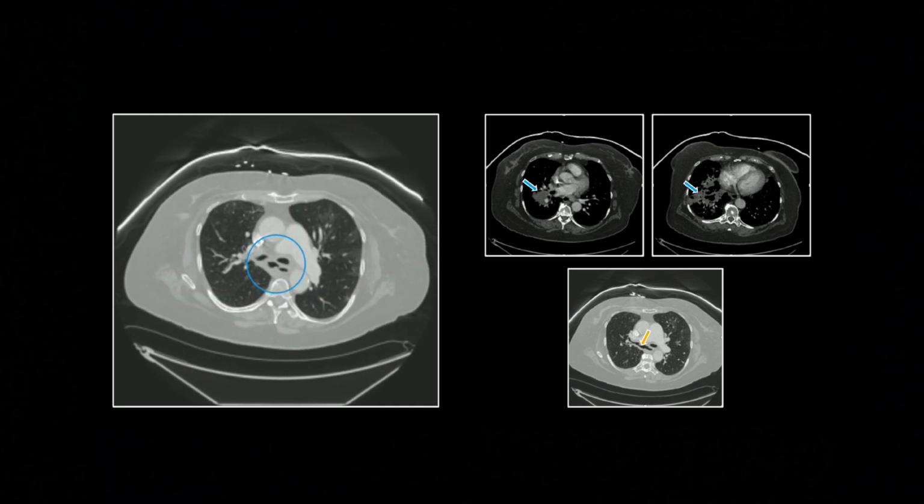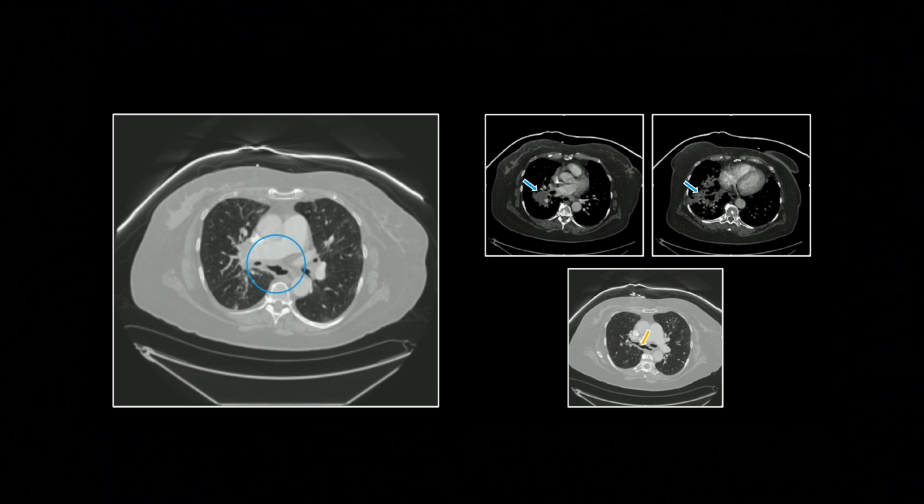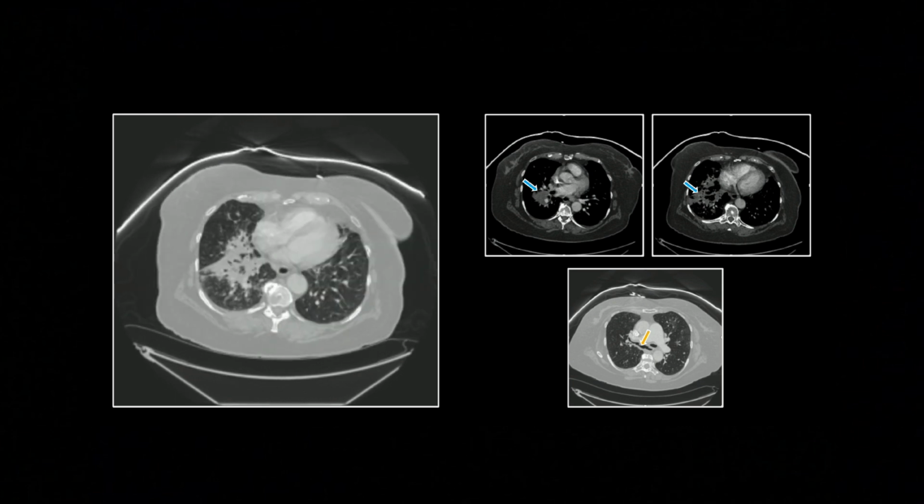Now the lung windows are really the ones that show it beautifully. There you could see that air collection, that gas collection.